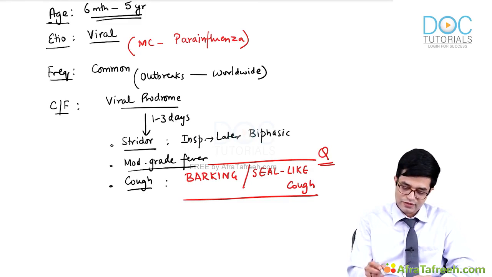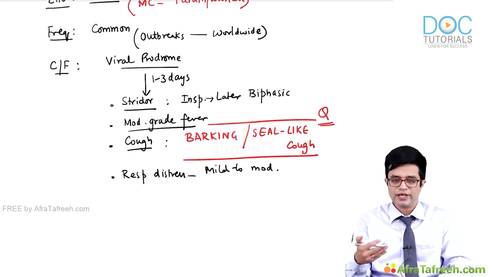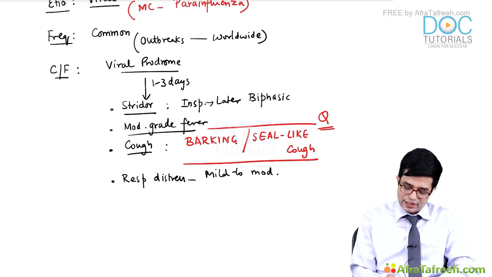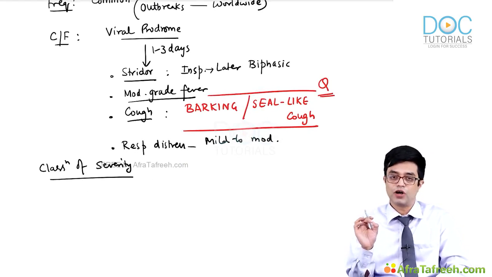The respiratory distress in these children is usually mild to moderate. So respiratory distress is only mild to moderate. It is not severe in most of these patients. However, obviously, if you neglect the condition, it may become severe as well. What is the classification of severity? Classification of severity is something which is often missed. MCQs are asked because treatment depends upon how severe it is.